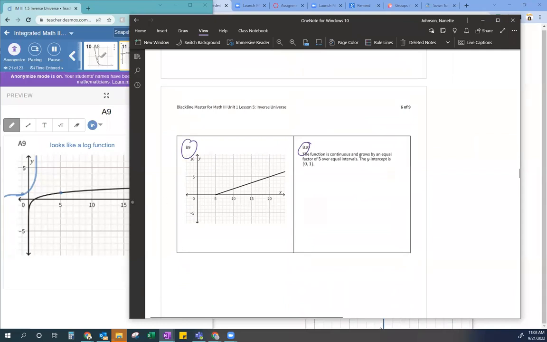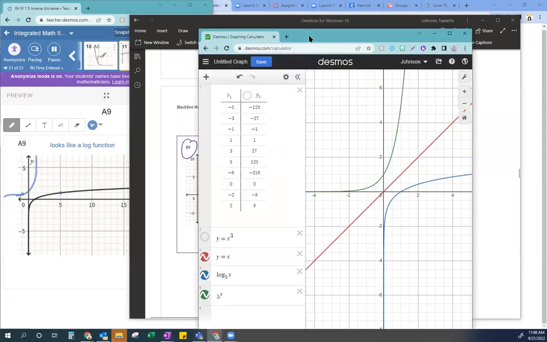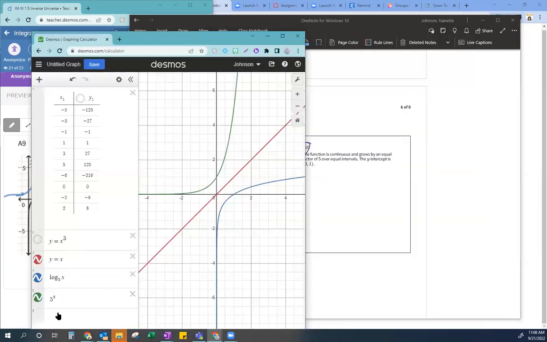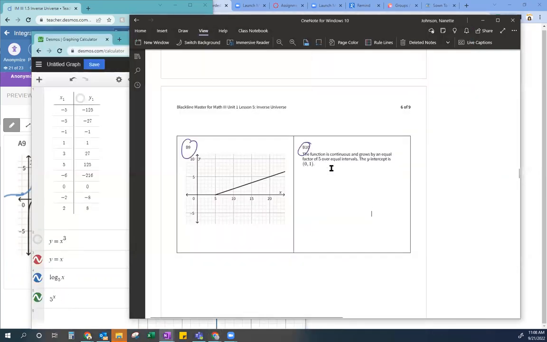This one's a no, because that doesn't even look like that. So no. And then this one says words, and I'm like, oh, it has to be this one. It says the function is continuous. Is that continuous? Yes. And grows by an equal factor of 5. Ooh, that's that 5 that shows up here. Oh, that 5, right? Is that 5? I don't know. Let's see.